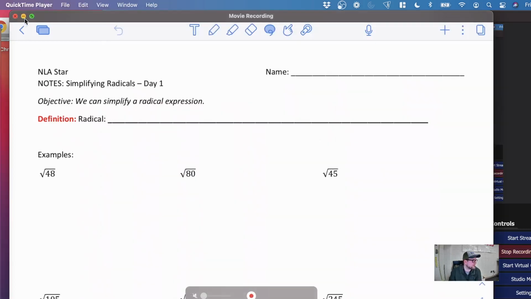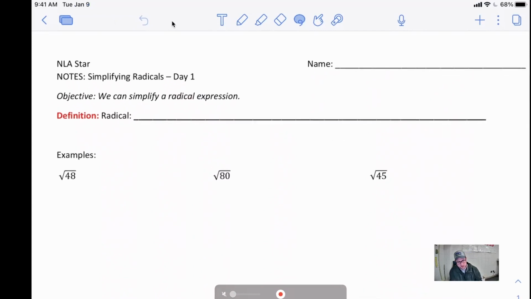All right, welcome back, everybody. Today we are going to talk about how we simplify radicals.